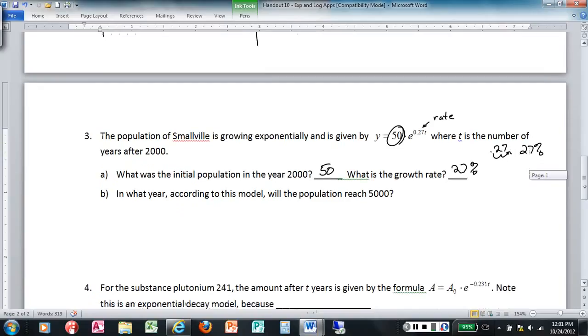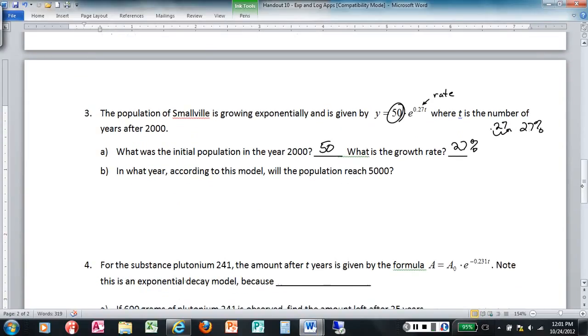All right, now, B, we ask this. In what year, according to this model, will the population reach 5,000? So we want our future amount to be 5,000, so the y value is 5,000. I want to plug in 5,000 for y, and so that'll equal 50 e to the 0.27t. All right? Well, does that look familiar? It looks a lot like one we've already done. How do we solve that?